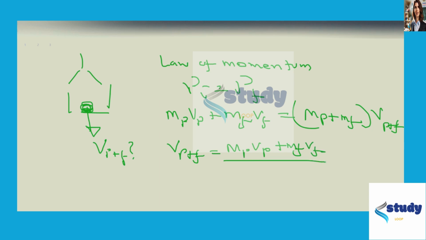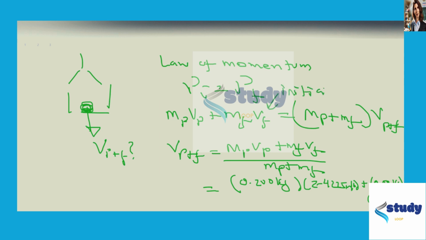And we're going to solve for that common velocity by moving things around using the law of conservation of momentum. We're dividing by the sum of the masses, and so the mass of the putty is 0.200 kilograms times 2.425 meters per second, and then we add 0.150 kilograms times the velocity of the frame, which is 0. Remember, this one is not moving initially, so the velocity of the frame is 0 at the beginning.